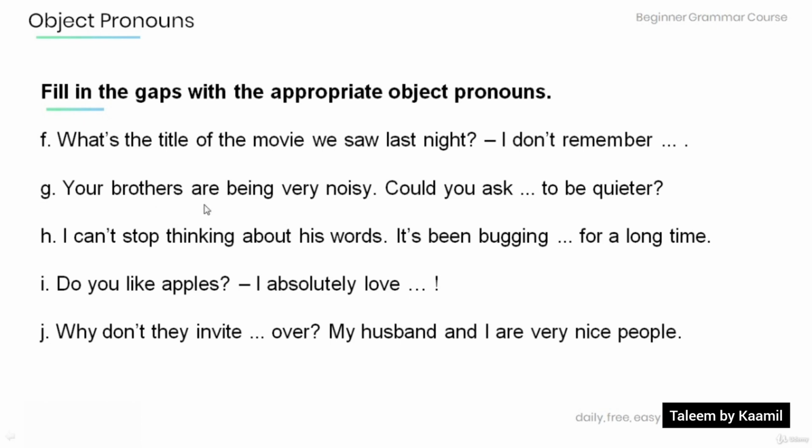G. Your brothers are being very noisy. Could you ask to be quieter? H. I can't stop thinking about his words. It's been bugging for a long time. I. Don't you like apples? I absolutely love. J. Why don't they invite over? My husband and I are very nice people.